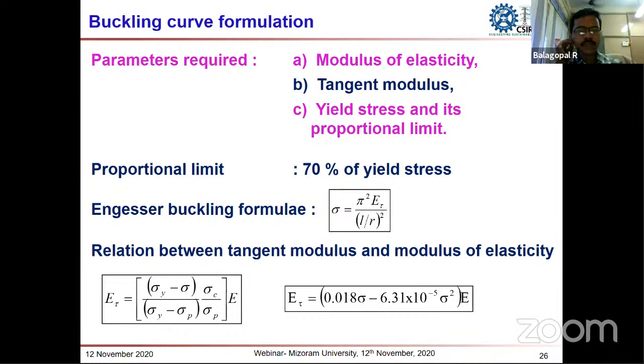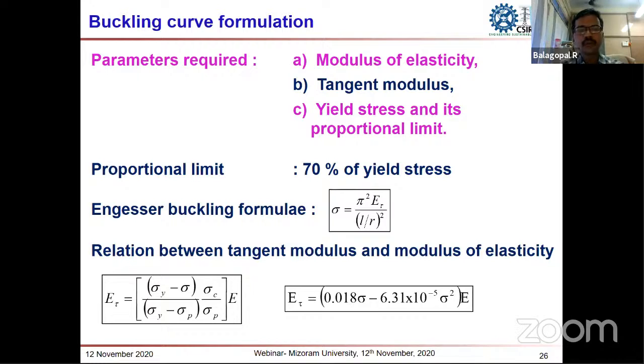This is the formula I have told previously to compute the E tau, that elastic tangent modulus. It depends upon these parameters: the yield stress, and the critical stress at the particular slenderness ratio. That is, if I take a slenderness ratio of 10, what is the critical buckling load for that slenderness ratio, and what is the proportional limit we have assumed.